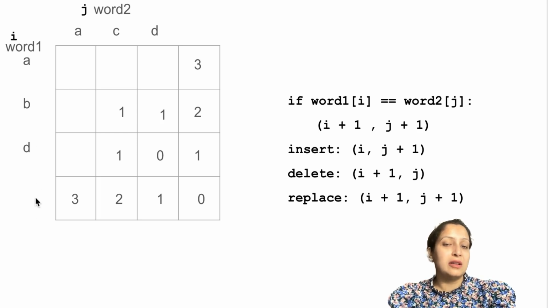And hence the DP array is 4 by 4. But where do we start from? Do we start from here or do we start from here? Where do we start from? So first look at our base cases.